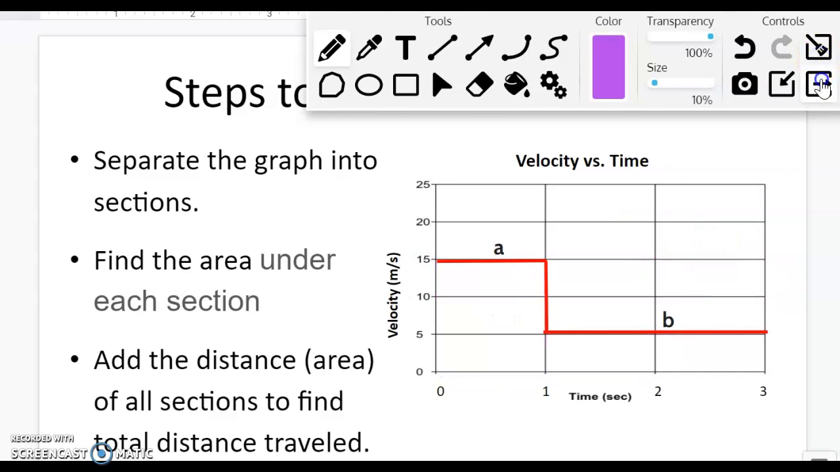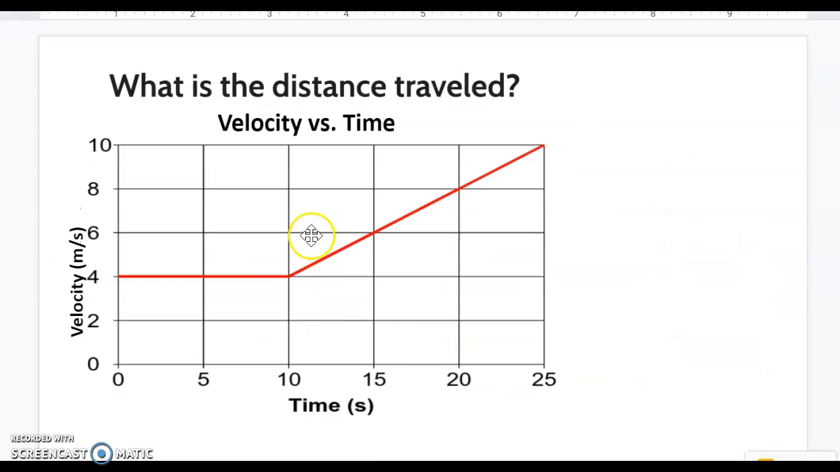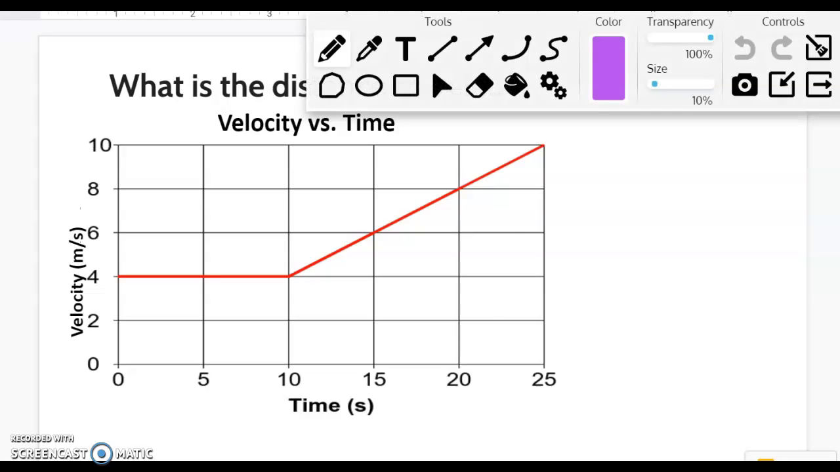We can take a look at another graph where it might be a little bit more complex, where you can't just split it into two different parts. You probably want to split it into 3. So if we wanted to figure out the total distance here, we might split it up right here and have a rectangle, and split it up here, have another rectangle, and have a triangle. Again, to find our distance, because we have a velocity versus time graph, it's not positions, we have to find area.